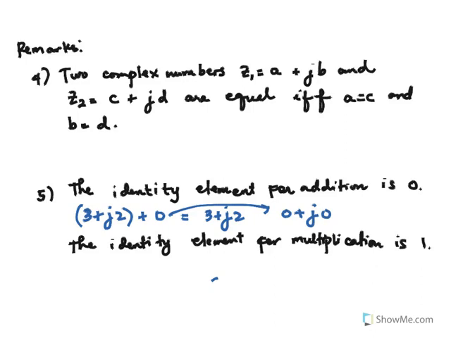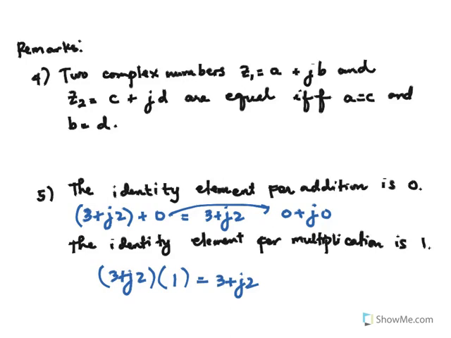So when you add 3 plus J2 to 0 plus J0, the answer is still 3 plus J2. So kaya siya identity element for addition. Now, same thing for multiplication, meron din tayong identity element which is 1. So it means that when you have a complex number, halimbawa 3 plus J2, the number that you can multiply to 3 plus J2 such that the product is also 3 plus J2 is the number 1.